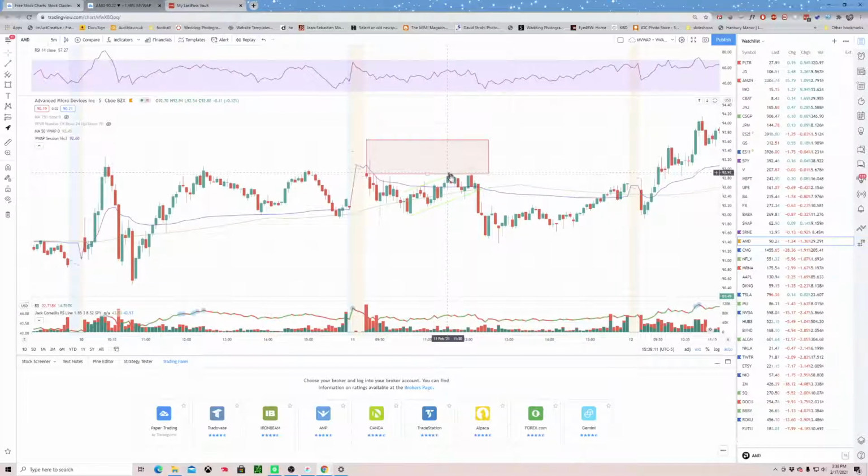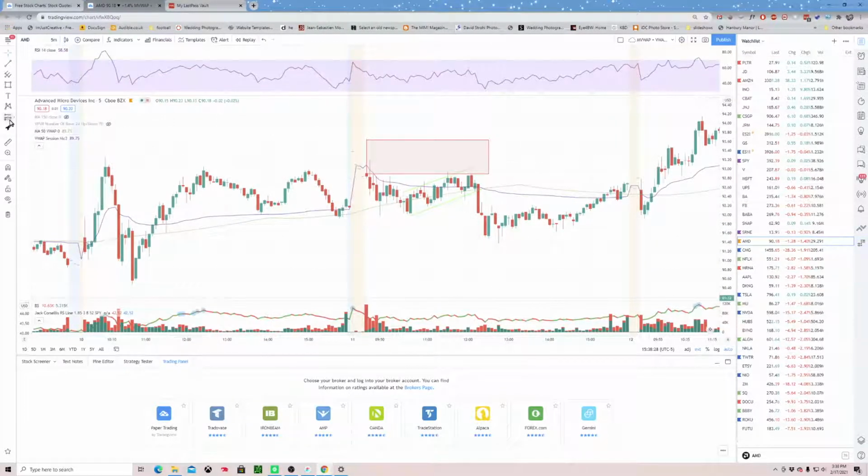Now we have seen it reject the supply zone. It's retesting this new supply formed, and now we can put our stop at the base of this and get in either at the VWAP or get in somewhere here and take a short. Unfortunately, you wouldn't be able to.